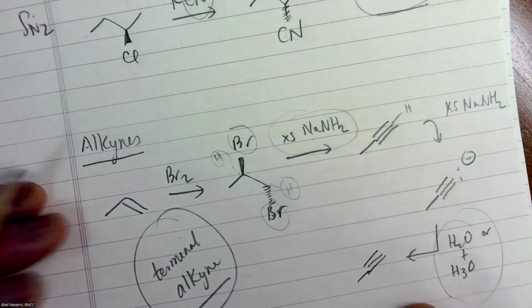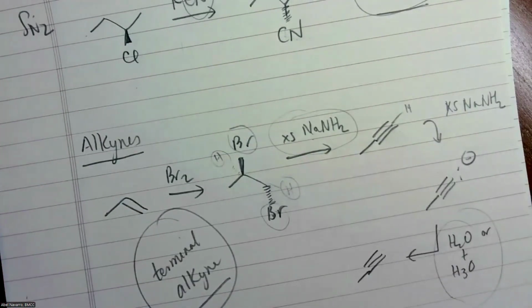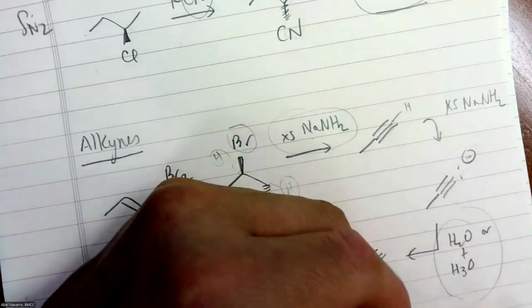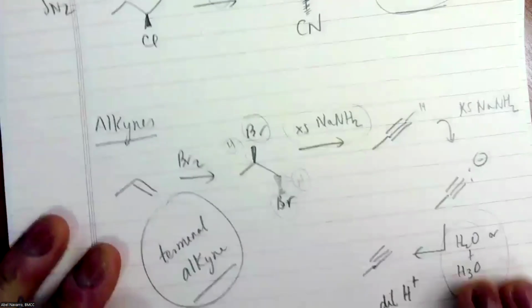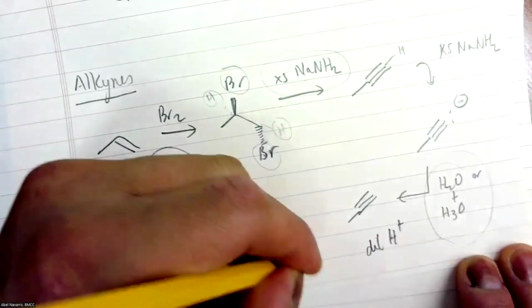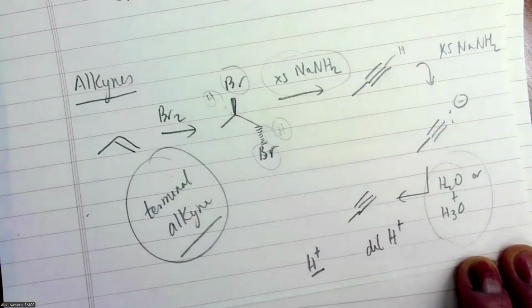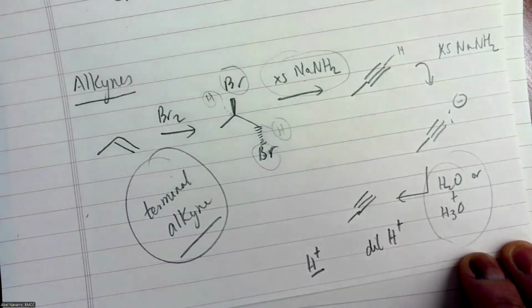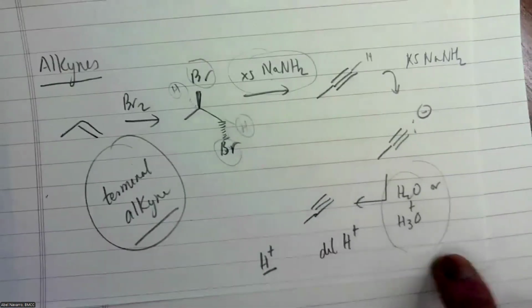Okay, H3O plus should be okay. Don't use HCl. If you want, you can write diluted acid, or H plus, but don't write HCl, HBr, or HNO3. You don't need to specify, because it's really acidic conditions that we need. Okay, that's how to make alkynes.